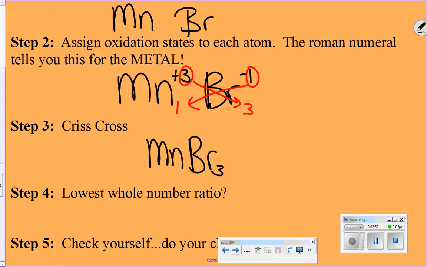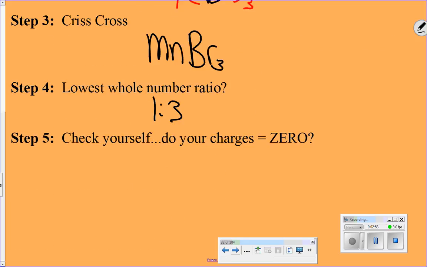This is a 1 to 3 ratio. That's the lowest whole number ratio. The rest of this is regular crisscross. Manganese's charge is +3. We have 3 bromines, -1 each. Their charges indeed equal 0. So Mn, Br3.